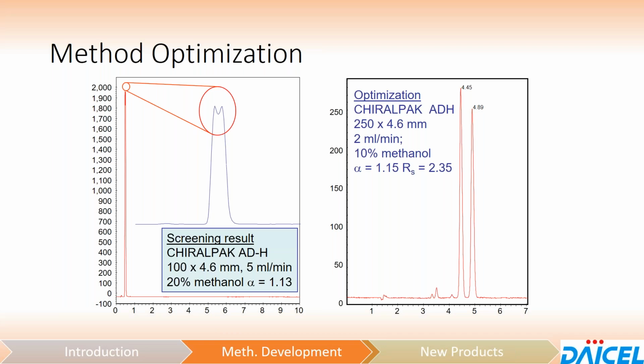Optimization looks exactly the same as it does for normal phase. We can look at changing the temperature. We can look at changing the column length. We can look at changing the flow rate.